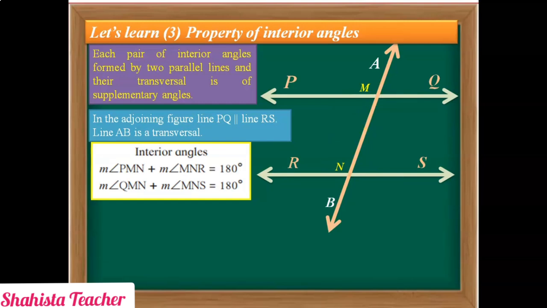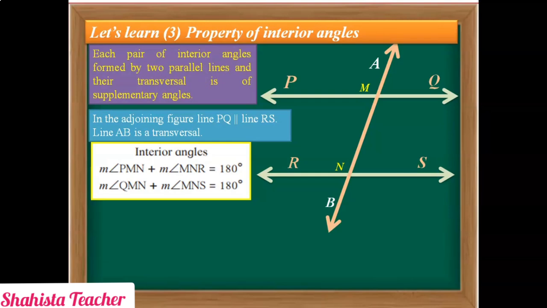Interior angles are on the same side, same direction, but inside the given lines. They should not be outside the given lines. If it is outside, then it will not be an interior angle; it will become an exterior angle. So a pair of angles on the same side of the transversal and inside the given lines is a pair of interior angles. Now each pair of interior angles formed by two parallel lines and their transversal is supplementary.